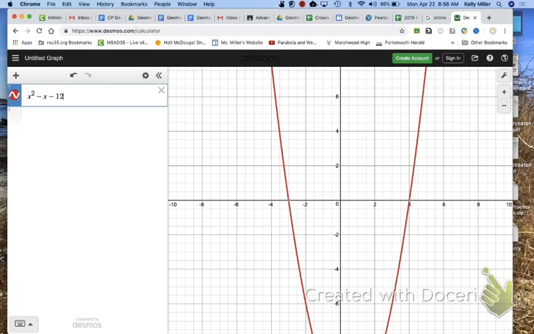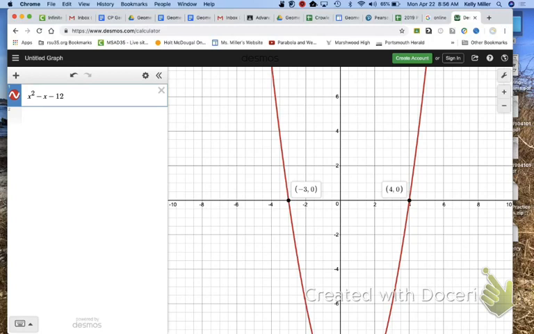All right, so there's your basic parabola. What do we notice about the solutions of my x-intercepts? My x-intercepts are at 4 and negative 3. If you think back to number 2 on your warm-up, how did we solve x squared minus x minus 12 equals 0? That's factorable. X minus 4, x plus 3.